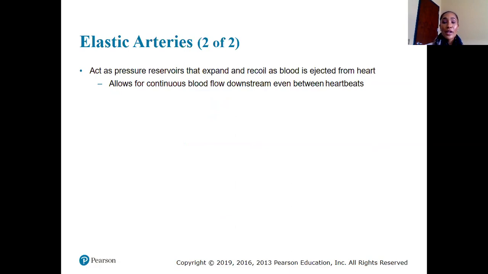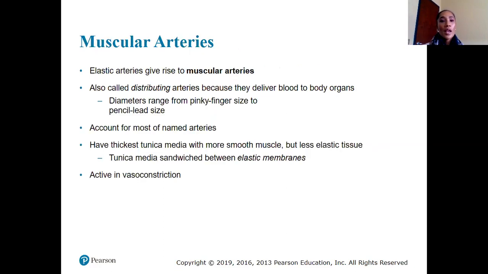Elastic arteries act as pressure reservoirs that expand and recoil as blood is ejected from the heart, and this allows for continuous blood flow downstream even between heartbeats. So basically, as blood is being pumped from the heart through the aorta and through these larger blood vessels, the pressure is going to allow for these arteries to expand so that we can have consistent blood flow through these large structures, even between heartbeats, so that we don't have an interruption of that. Elastic arteries are then going to give rise to muscular arteries.